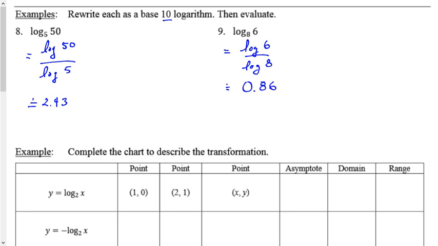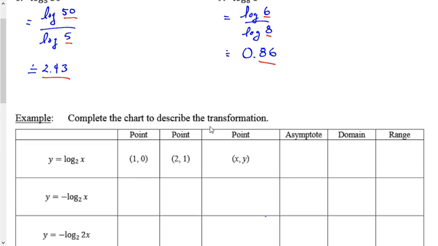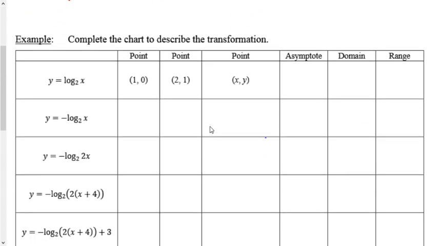Now, just a point of observation here: if I'm taking the logarithm of a larger number divided by the logarithm of a smaller number, I will get a result that is larger than 1. And if I do the logarithm of a smaller number divided by the logarithm of a larger number, I get a value that's less than 1. Just to observe. All right, we want to complete this chart to describe the transformation.